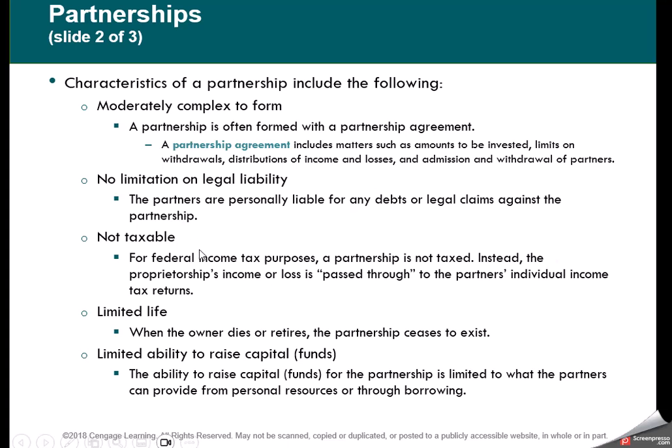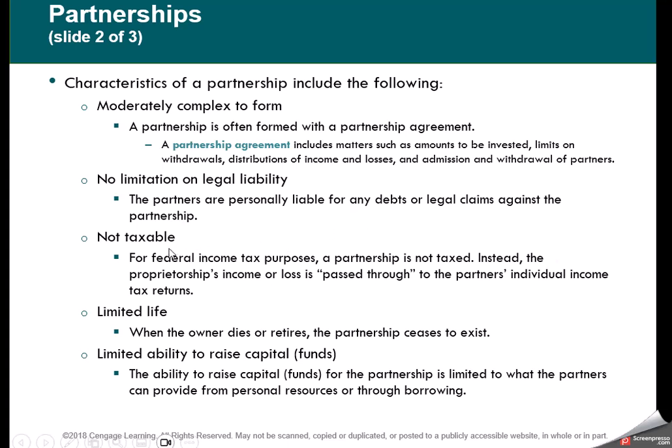But then these things are the same as a sole proprietor. So there's no limit on your legal liability. The partners are going to be personally liable for any debts or legal claims. And again, none of their assets are protected. They could come after their home, their savings, whatever they have.